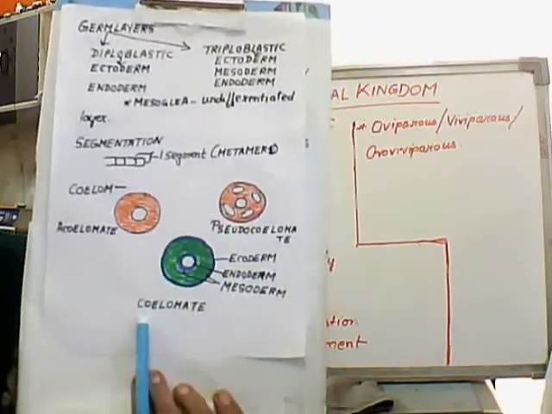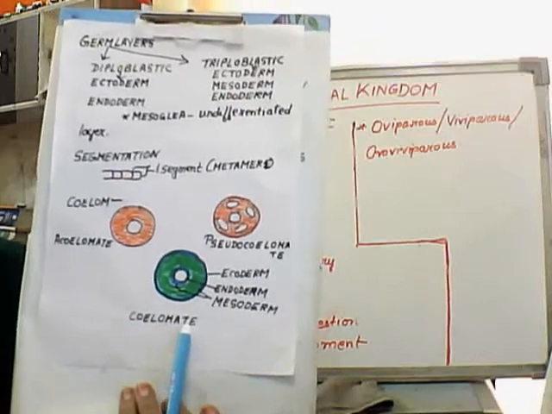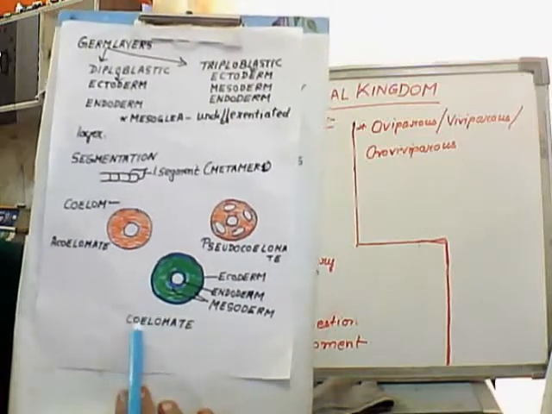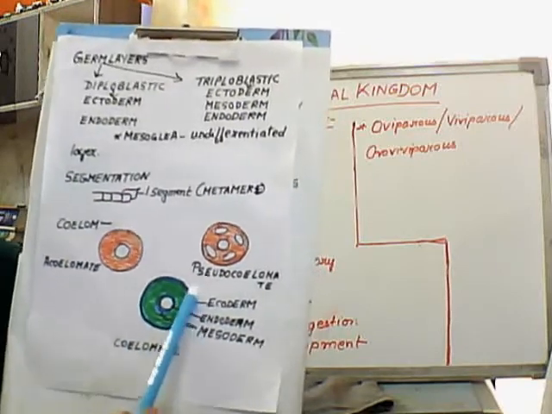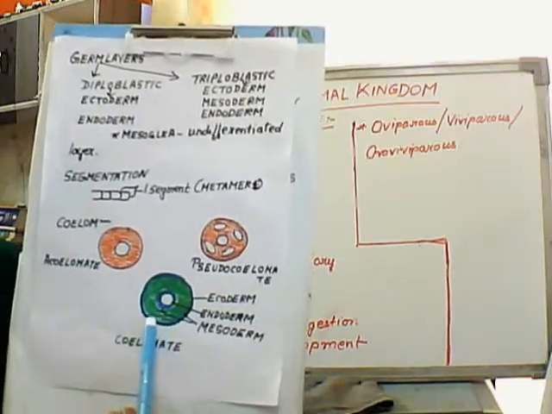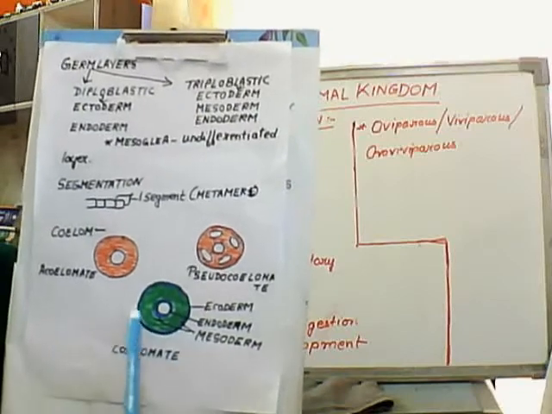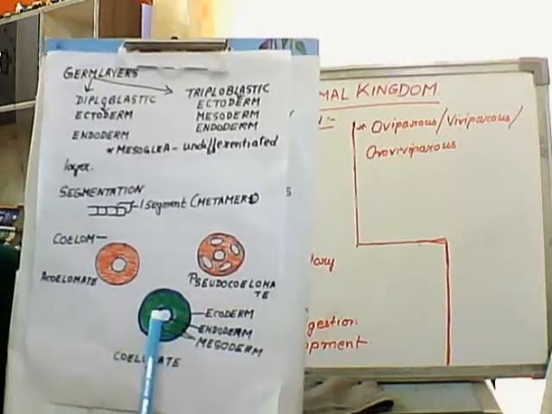Then you see the third one, that is coelomate. In the majority of them, this particular character is there. So what do they have? The outer one is the body wall. Inner to it, one blue line I have drawn, that is the mesodermal layer.